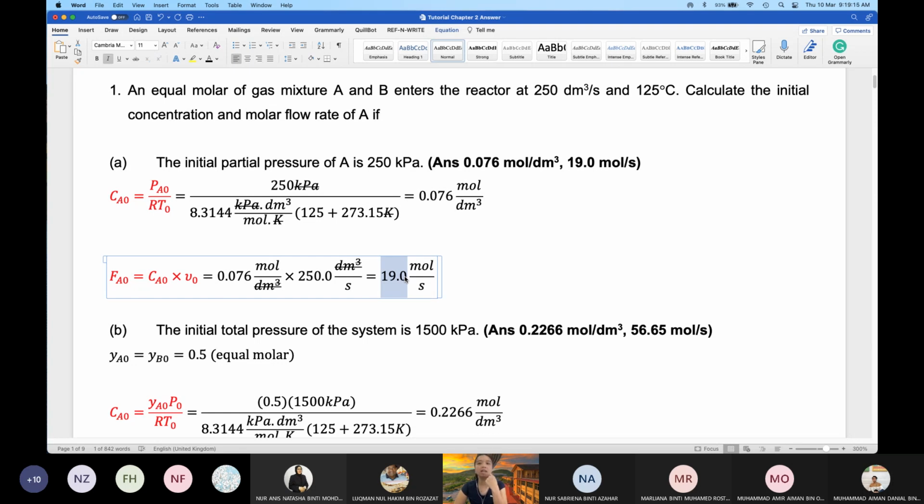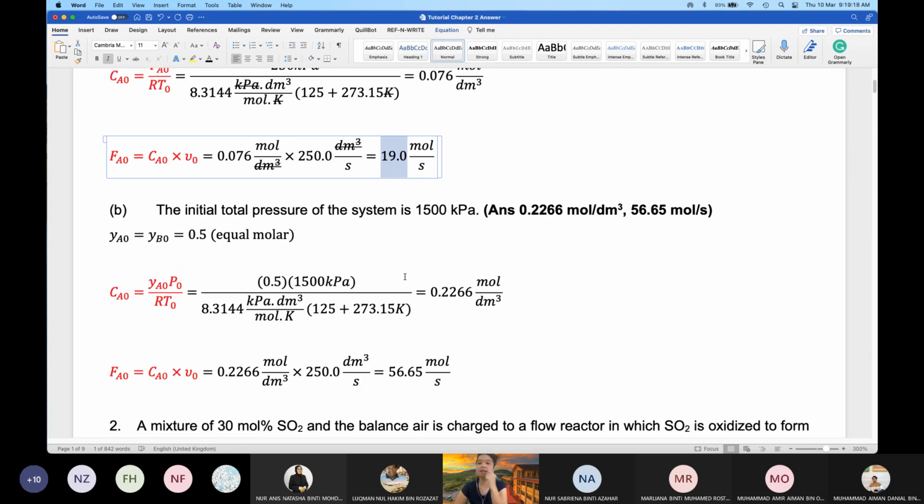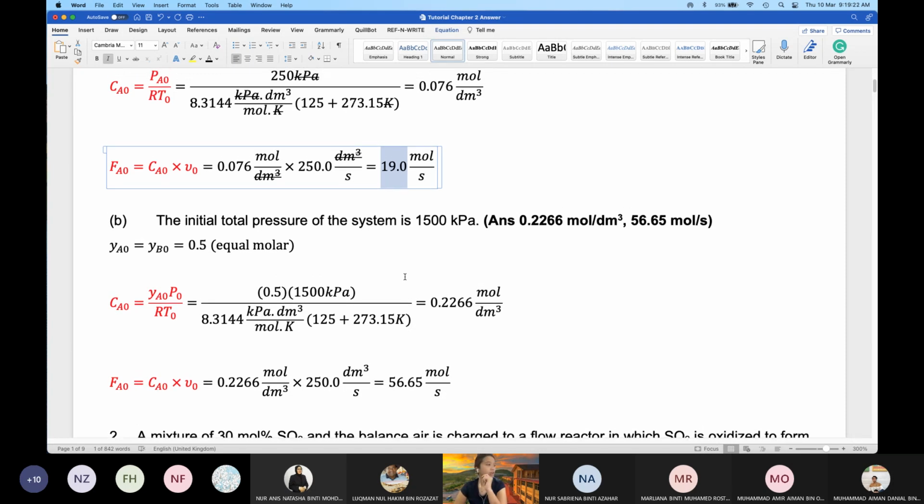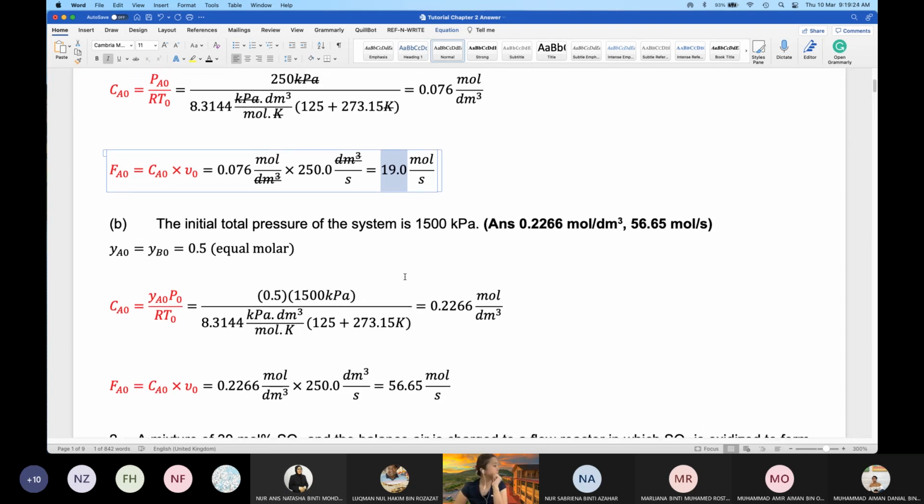So done for part A. I will go to part B. Then I will give you 1 or 2 minutes to solve the equation. Okay, I will go to part B first. So part B, they ask us to calculate again CA0 and FA0.